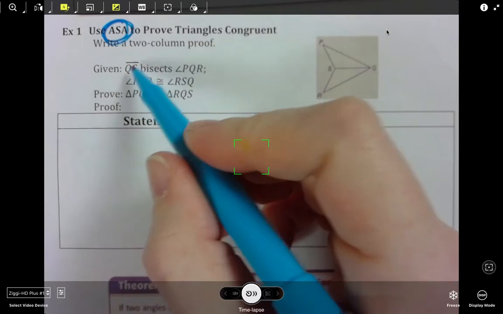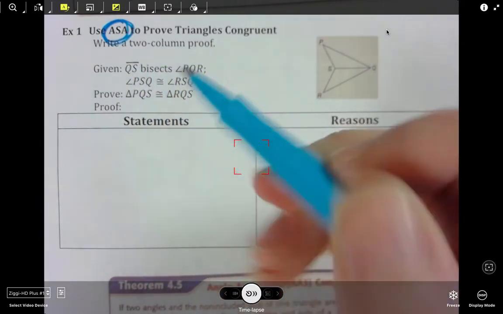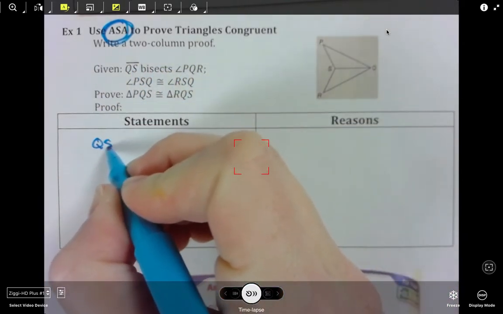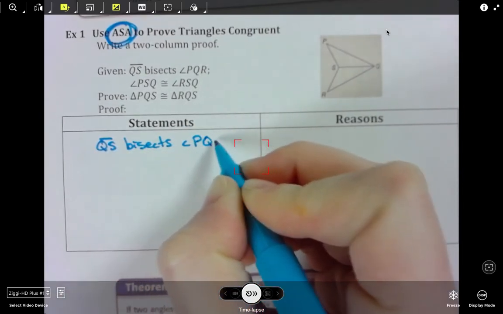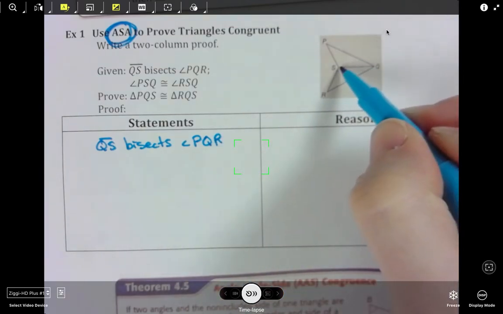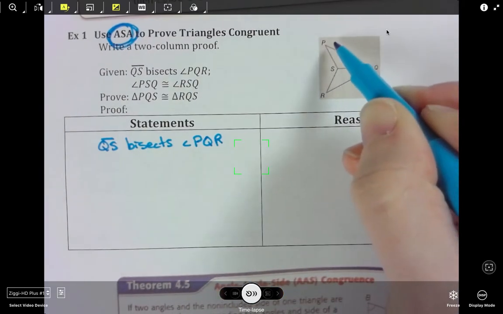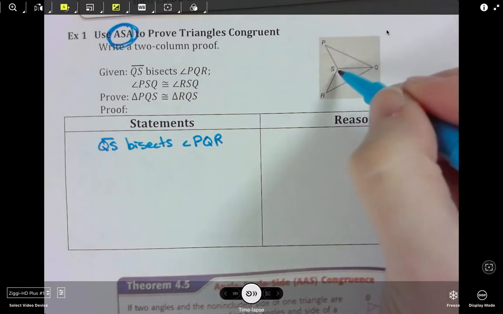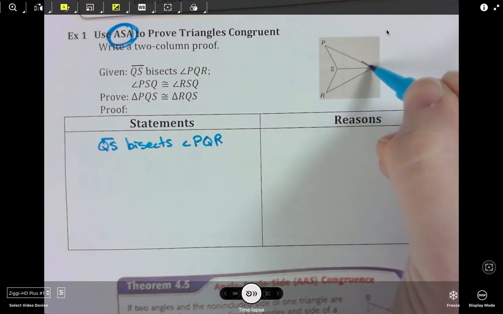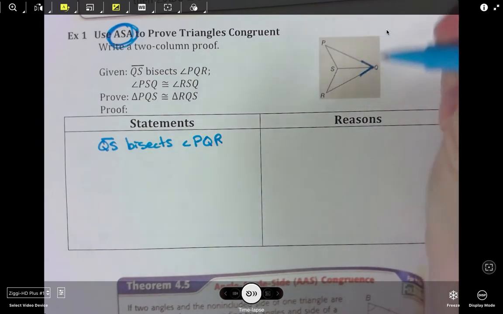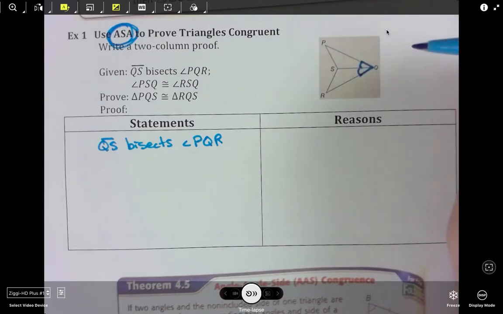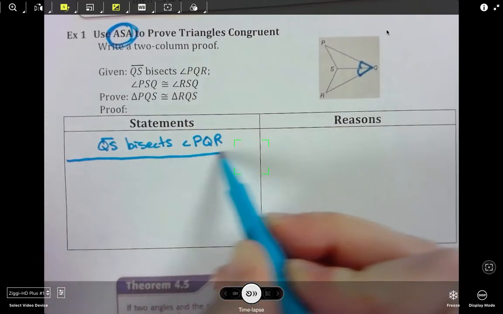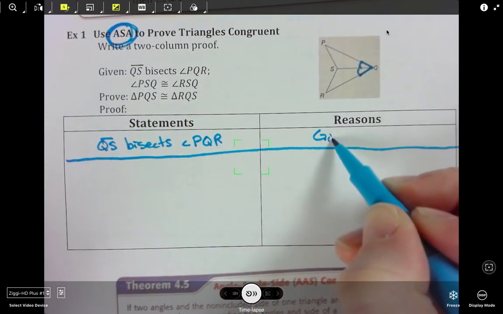So it says QS bisects angle PQR. I'm going to write that down for the given. Let's look at what that means. QS is this side right here, and it's bisecting the angle PQR. So this is like splitting this angle right here into two pieces. In other words, I can say that this top angle and this bottom angle are exactly the same. That's what it means to bisect. Okay, this is my given.